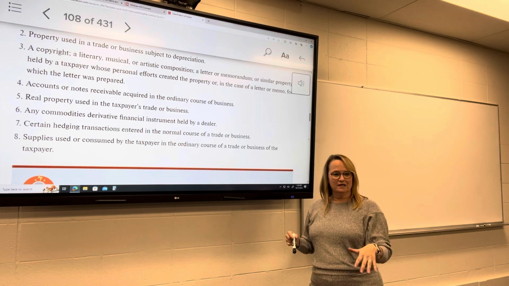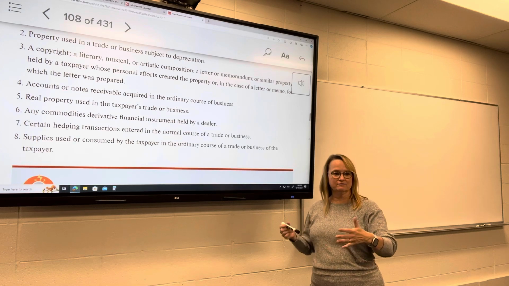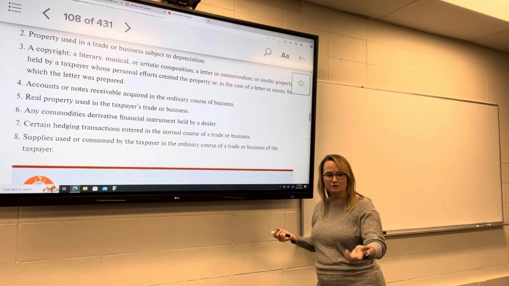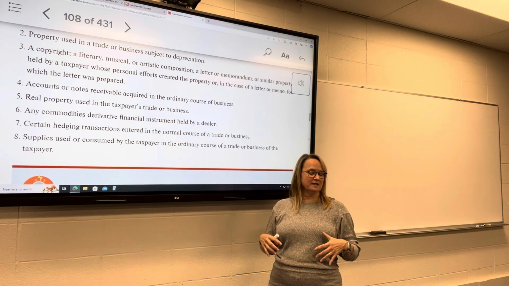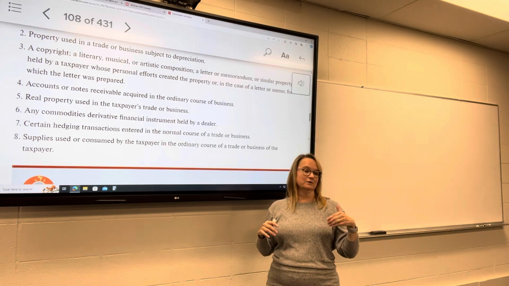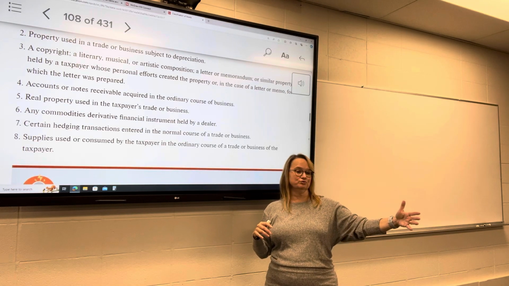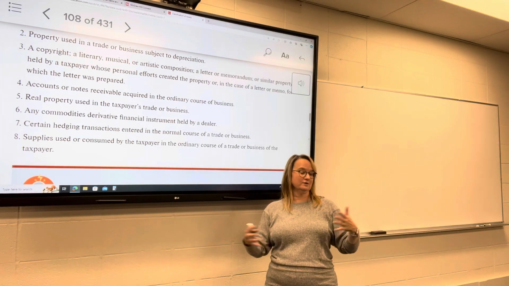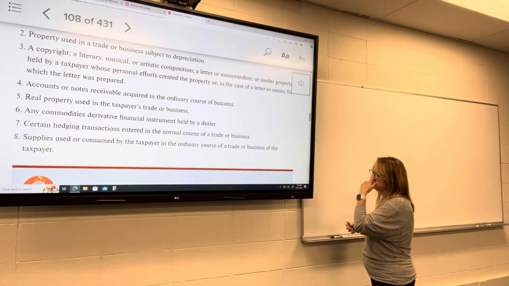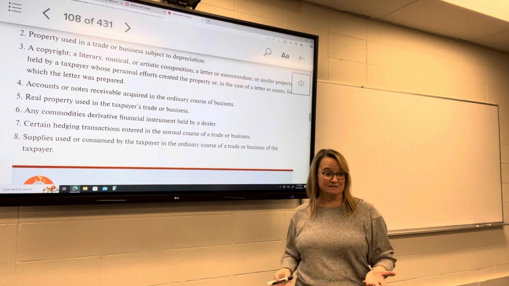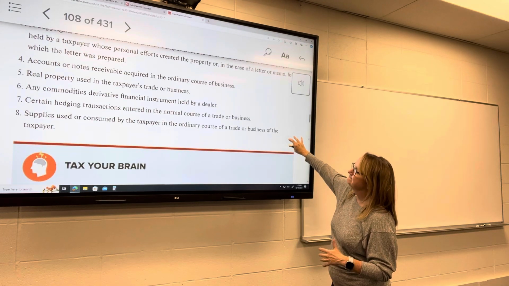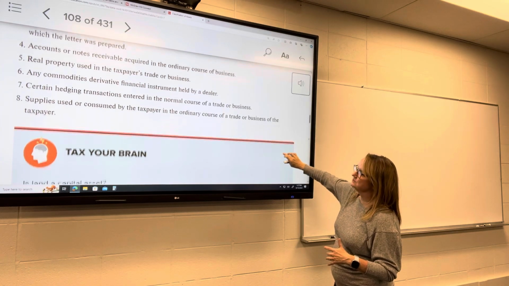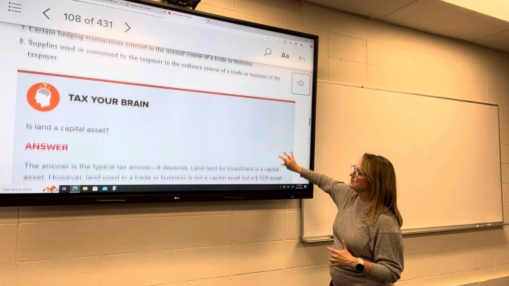Like, Amber's got $50,000 of accounts receivable on her books. She sells them to me for $20,000. I buy them, but I buy them not to collect it. I buy them in order to then sell them to Drew for $30,000, right? So now I'm doing it as an investment to make money off of it. So again, it has to do with your intent, really, not what the asset actually is. Supplies used or consumed by the taxpayer in the ordinary course of trade or business are not capital assets either.